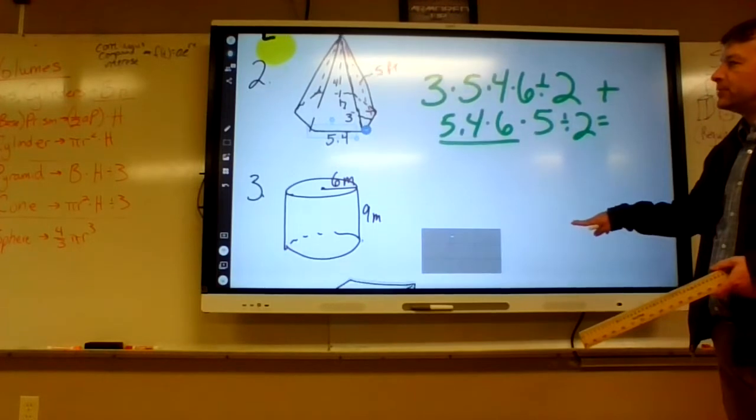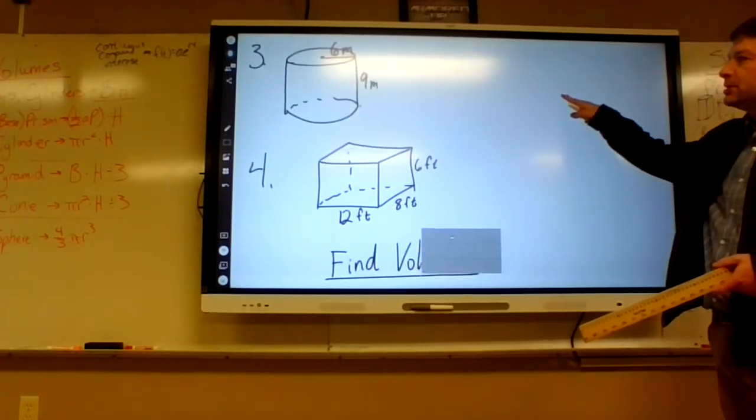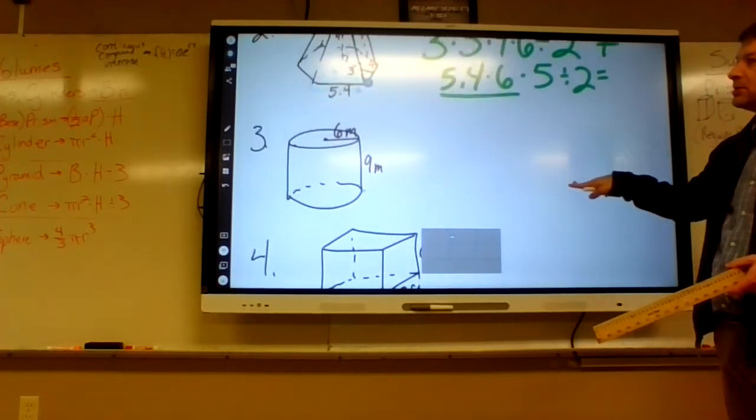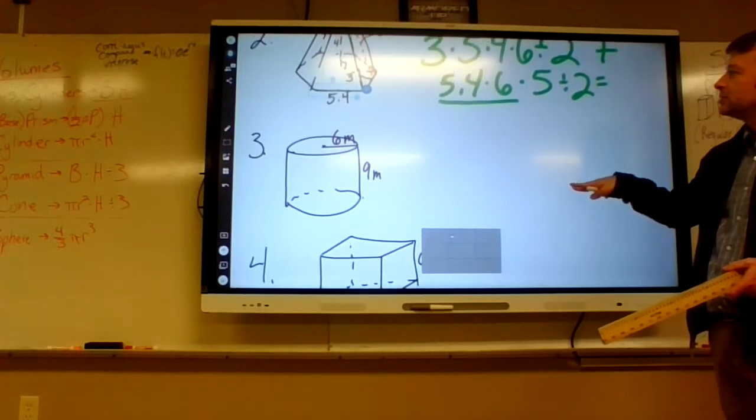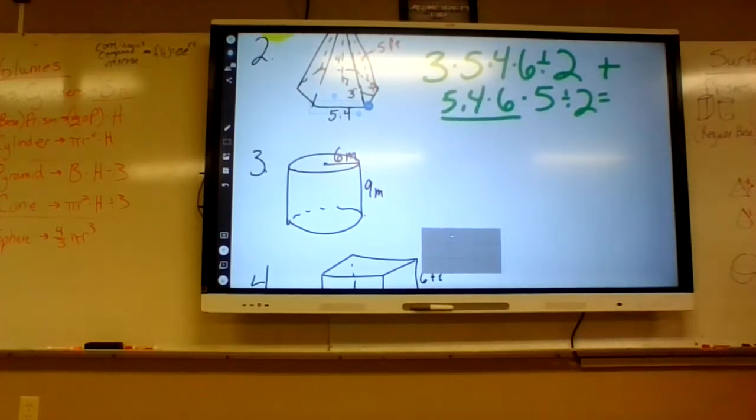Anyway, let's keep moving here. Number 3. Divided by 1 and 2. No way. Surface area of a, what's that shape called? Cylinder. So it's 2 pi r squared plus 2 pi r h.